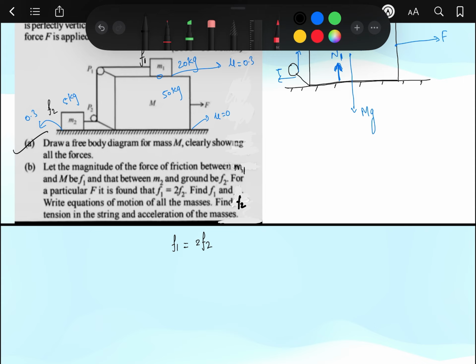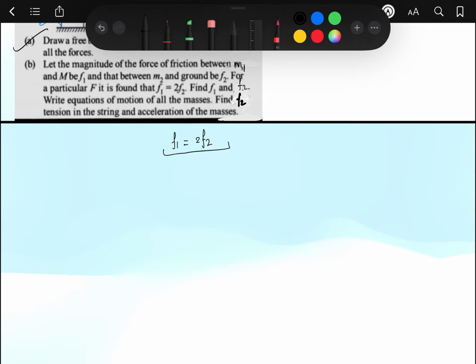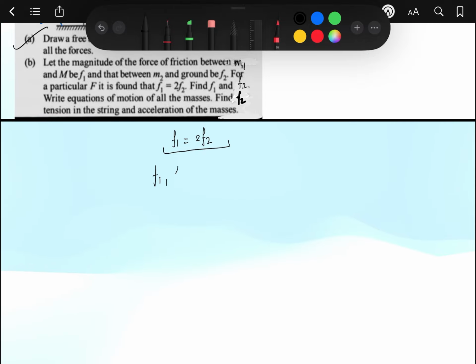So here F1 and F2, we have to find out what are these values, and we have to write the equation of motion for all the masses. We have to also find the tension in the string and the acceleration of the masses. So what we have to find here: first the friction force between all the blocks, that F1 and F2, and also this tension in the string, and also the acceleration of the blocks. Okay, acceleration of the blocks.